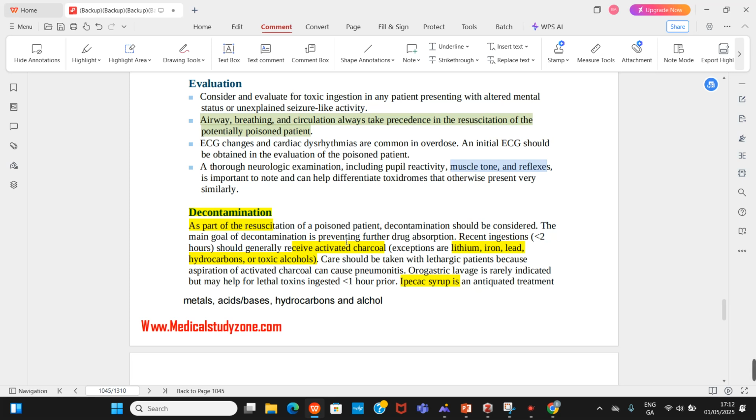What that one is going to do is, it's an adsorbent. So it's going to attach to that chemical and reduce its absorption further into the blood. So you administer it orally, you have to take it, activated charcoal.